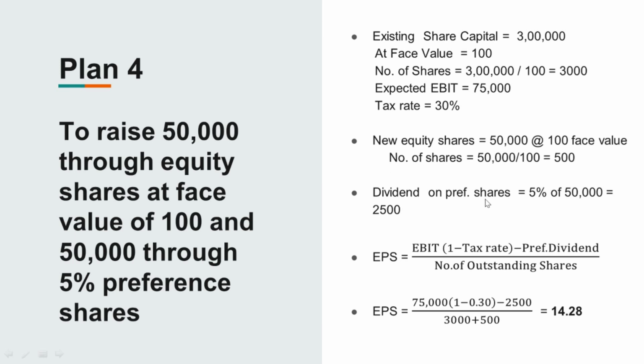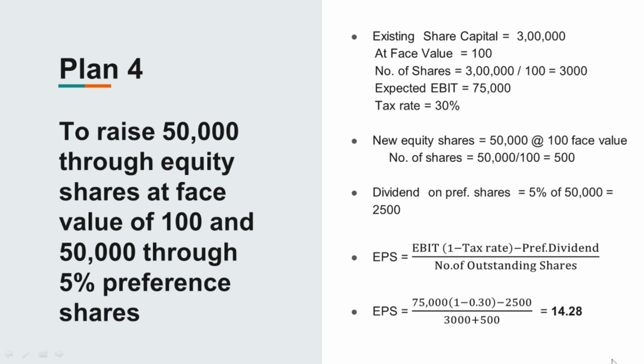And what would be the dividend on preference shares? It is given as 5%, so it would be 5% of 50,000, that is 2,500. Now just put the values in the formula. The formula was EPS equals EBIT times (1 minus tax rate), minus preference dividend. Here we have not taken interest into consideration. Why is that? Because there is no debt financing. Interest is deducted only when we raise money through debt. Because there is no debt, we just deduct the tax and the preference dividend, and divide the whole by the number of outstanding shares. So putting all the values, we got the EPS of 14.28.